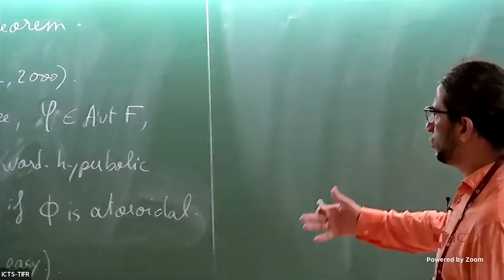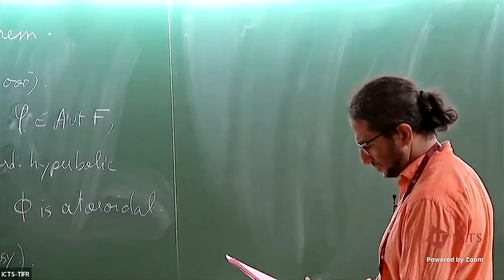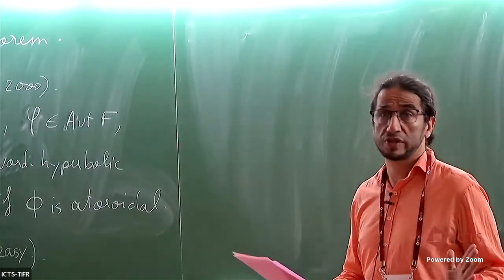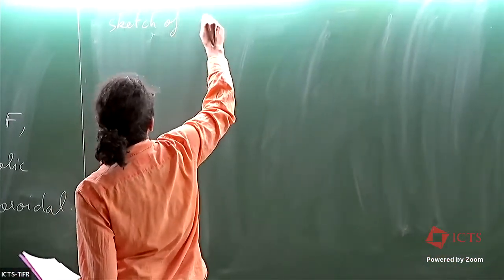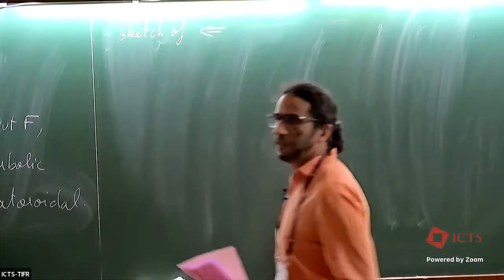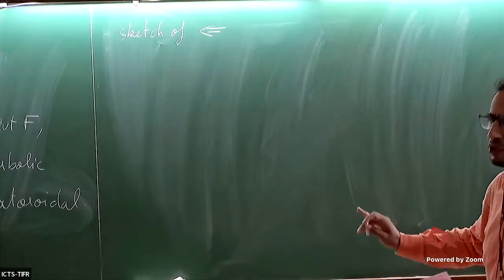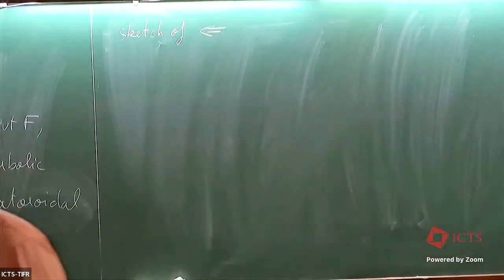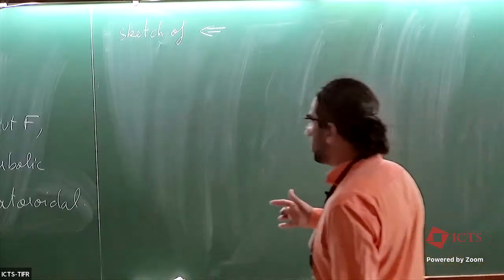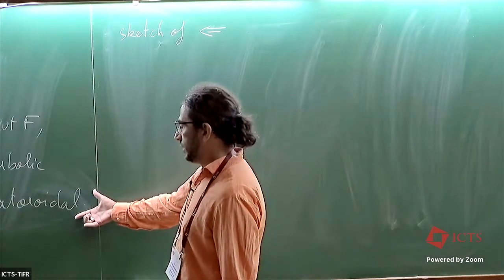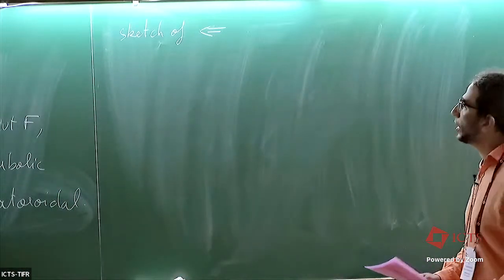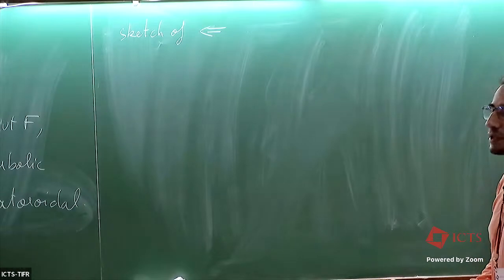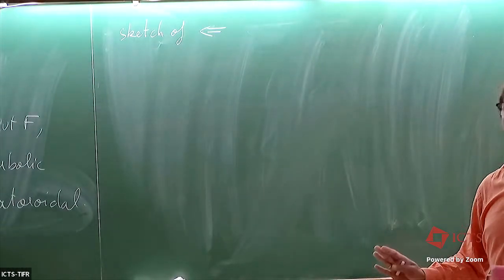How can you do the converse? And I will try to sketch it again, very briefly, well, perhaps not briefly, but very incompletely. So you are assuming that the automorphism is atoroidal. You want to show the geometry of this group. And again, I will restrict myself to the case of fully irreducible automorphisms.